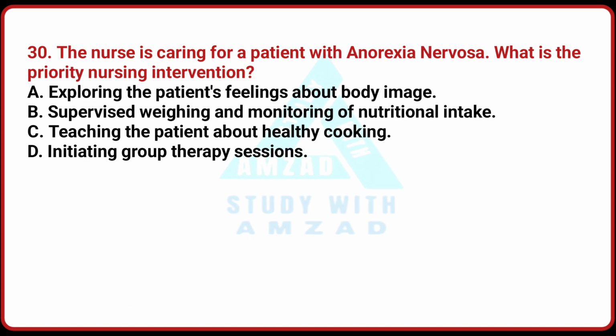Question number 30. The nurse is caring for a patient with anorexia nervosa. What is the priority nursing intervention? Option A, exploring the patient's feelings about body image; option B, supervised weighing and monitoring of nutritional intake; option C, teaching the patient about healthy cooking; option D, initiating a group therapy session.